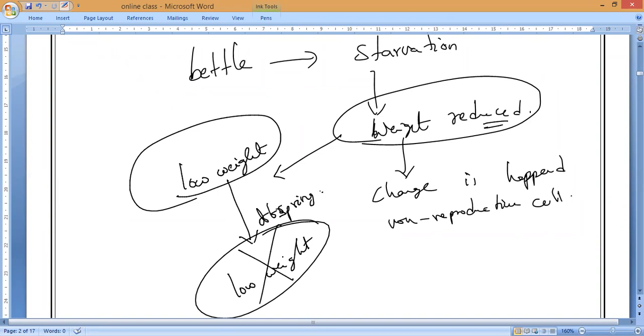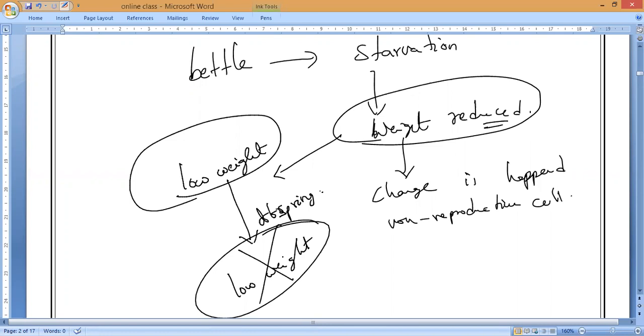No, that is what you have to remember. So it cannot be inherited by its offspring also. Once the parent has lost weight because of starvation, it doesn't mean that the baby is also going to be born very thin or going to lose weight, because it is not affecting the sexual reproductive cells. So that is what you have to remember.